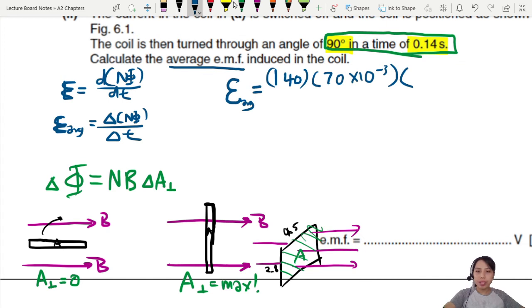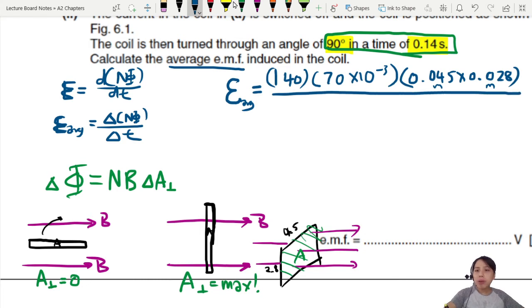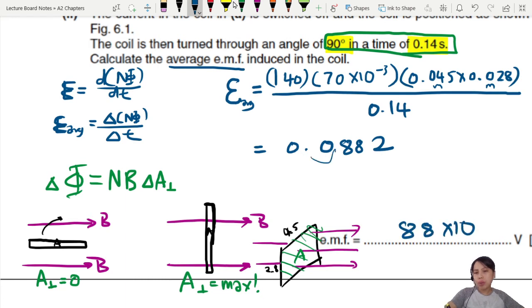So the maximum area will be 4.5, so 0.045 times 0.028. This is in meters. Meter times meter. Okay. That is the maximum area. Divided by change in time. How long? 0.14 seconds. Okay, so we do 0.14. What do we get? Oh, if you pass the calculator, you should get 0.0882. So it can be roughly 88 times 10 to the negative 3 volts. So 88 millivolts, somewhere there.